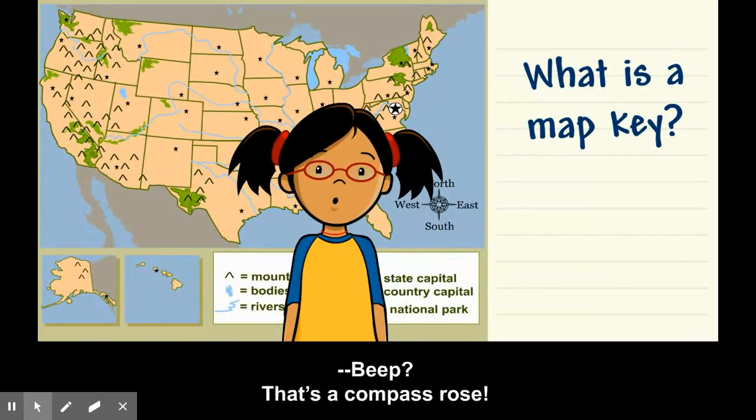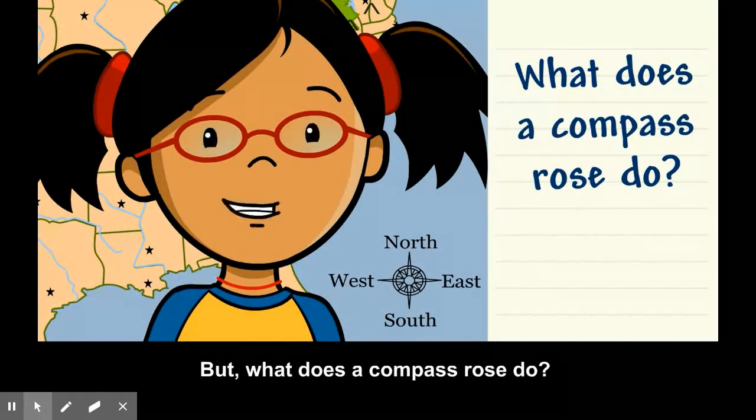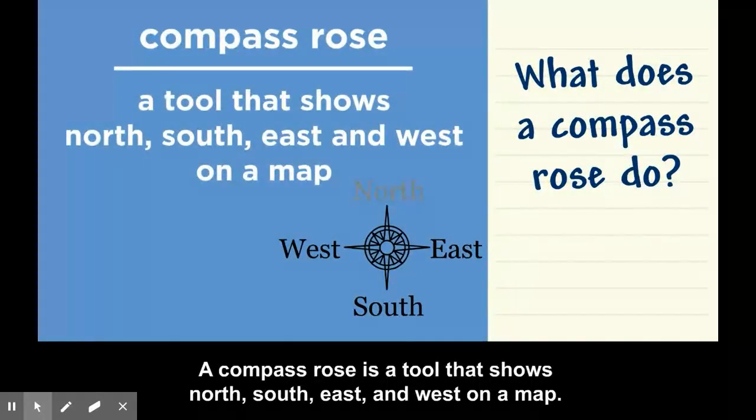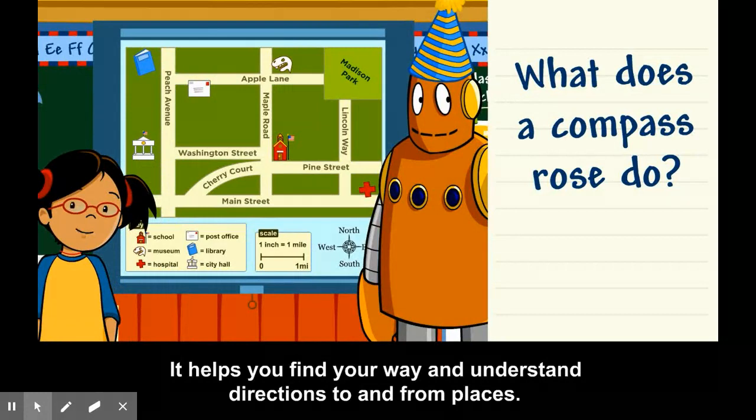That's a compass rose. But what does a compass rose do? A compass rose is a tool that shows north, south, east, and west on a map. It helps you find your way and understand directions to and from places.